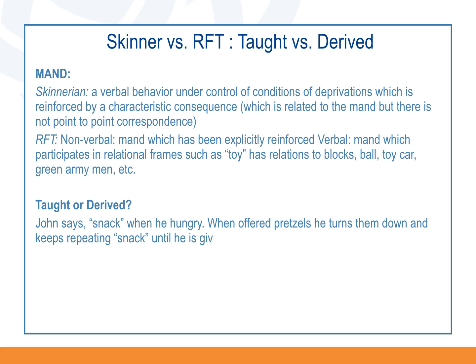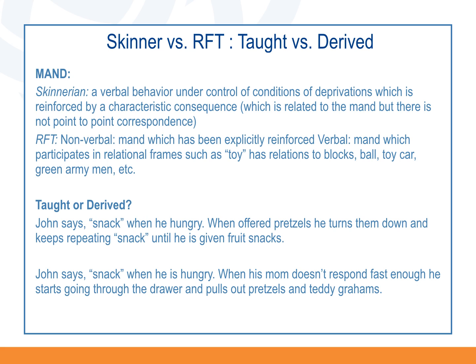Let's look at a couple examples of taught or derived. John says snack when he's hungry. When he's offered pretzels, he turns them down and keeps saying snack, snack, snack until he's given fruit snacks. In the other example, he says snack when he's hungry. When his mom doesn't respond fast enough, he goes through the drawers and pulls out some pretzels and Teddy Grahams. So which one is which? The first one is taught. He's taught that fruit snacks is called snack. Very point to point, pretty explicit. And the other one is your derived. Snack means a variety of things. It's evidence of a category of things.